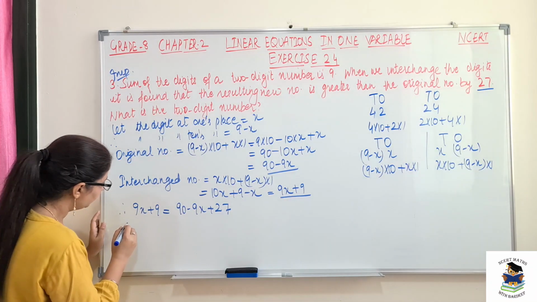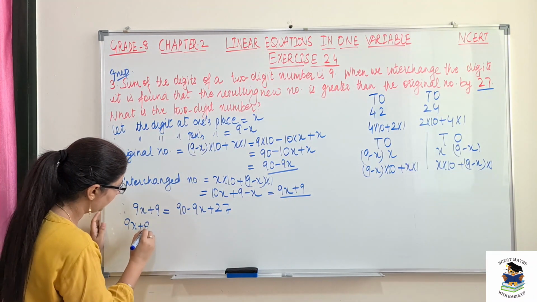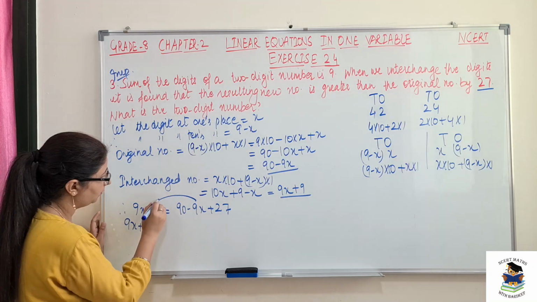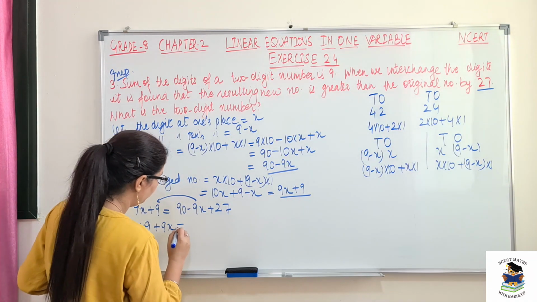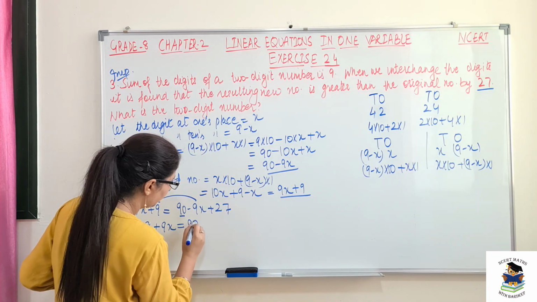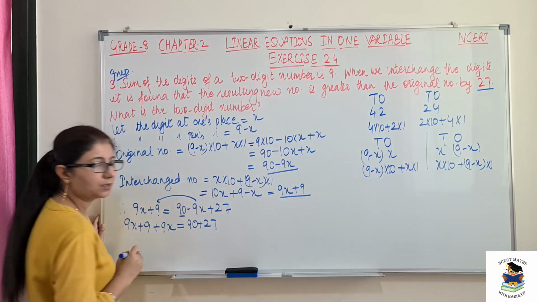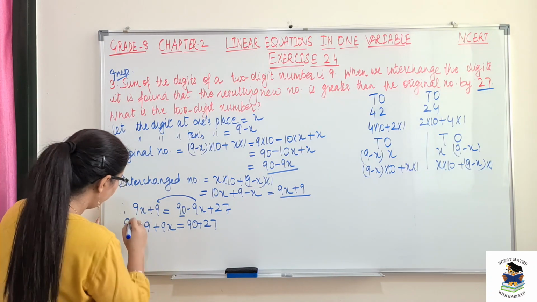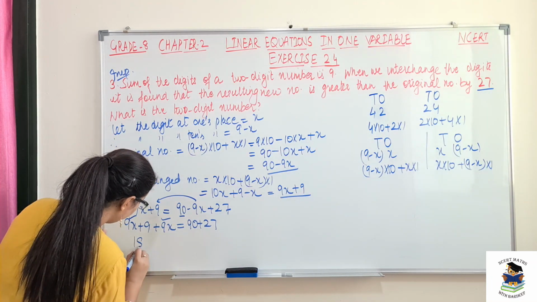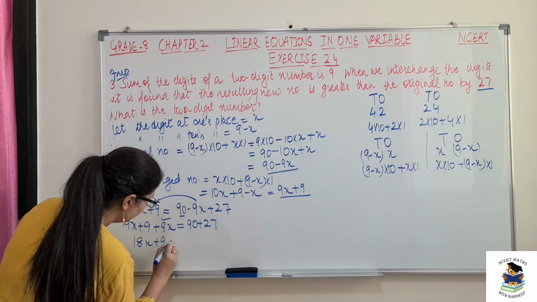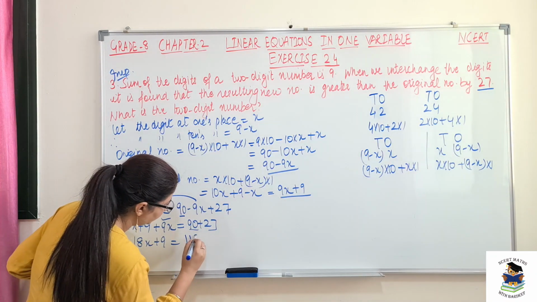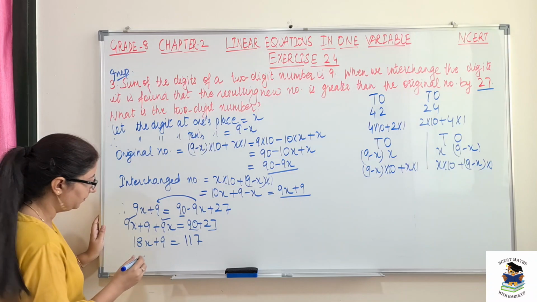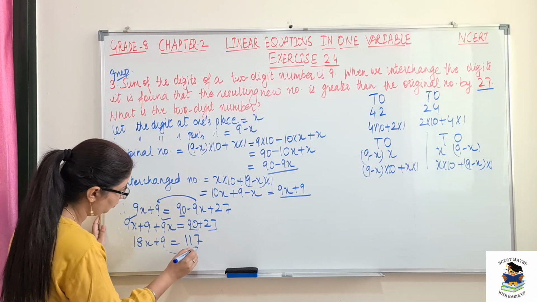So let's solve this. This is 9x plus 9. This 9x will come to this side, so it will be plus 9x is equal to 90 plus 27. Okay. So now we have 9 and 9 as 18x plus 9 is equal to what is 90 and 27? This will be 117. So let's shift this 9 to the other part.